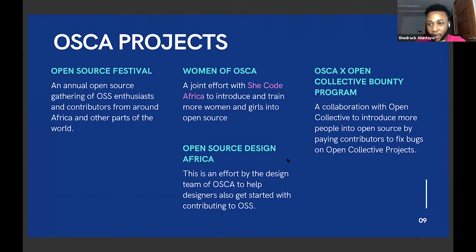So the first thing I'll talk about is the Open Source Festival. The Open Source Festival happened in February 2020, earlier this year, before the whole COVID-19 thing happened. It's basically going to be an annual open source gathering of OSS enthusiasts and contributors from all around Africa and other parts of the world. So we had folks from Google, we had folks from GitHub, we had folks from a couple of big organizations in Silicon Valley visit us. We had folks from Mapbox visit us here in Lagos, Nigeria, because it was hosted in Lagos, Nigeria, to come and talk about work they are doing in open source and how to get other people involved in open source.